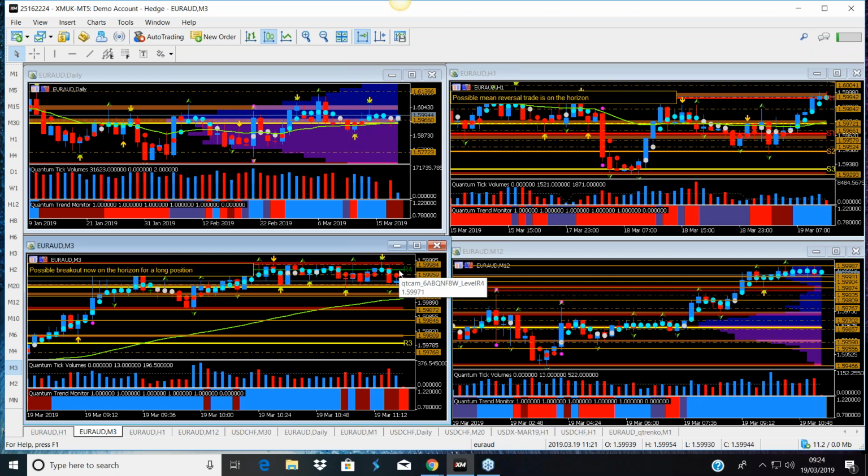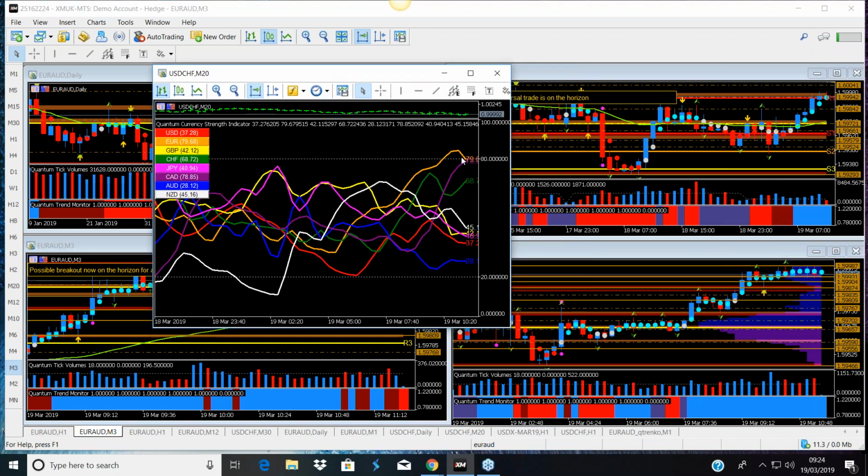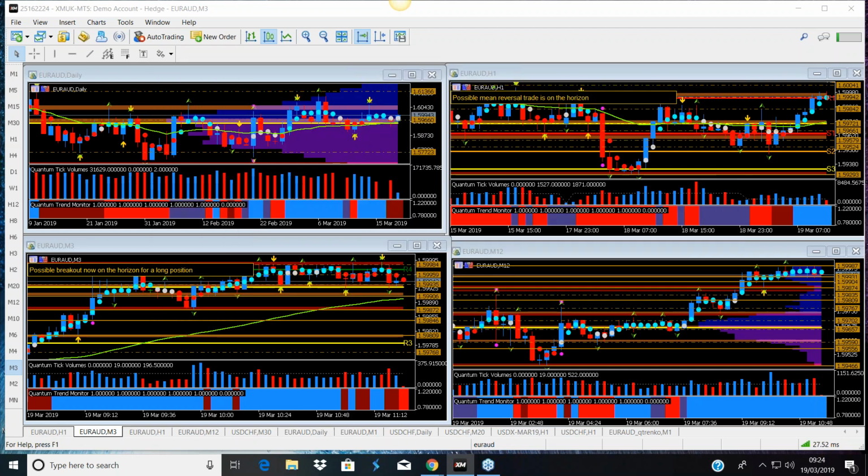So going beyond the R4, potentially a breakout, but we know it's not going to be easy, because if we look at the CSI, this is the 20-minute, we can see that the euro has been overbought, and you have to remember, things can stay overbought and oversold an awful lot longer than we can stay solvent. So by pulling all this information together, we know that the euro is going to come to a pause.